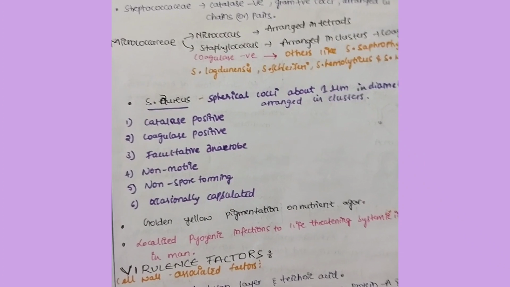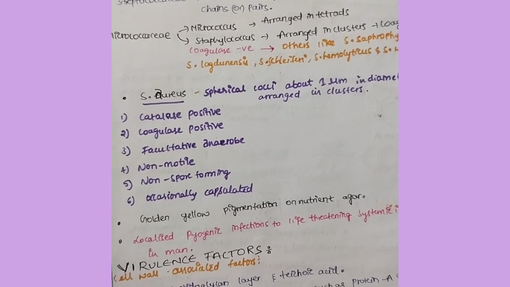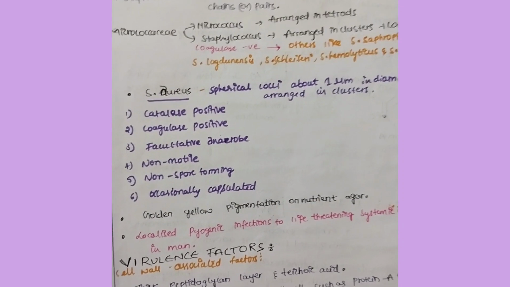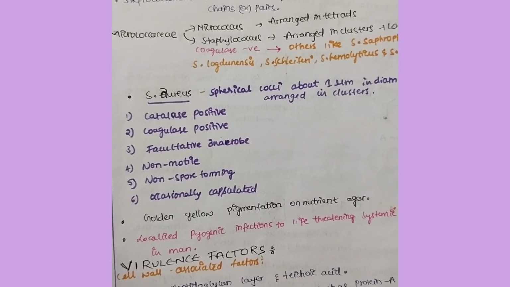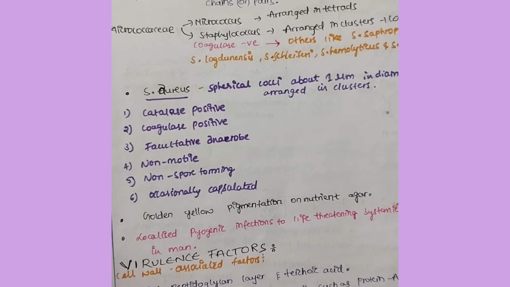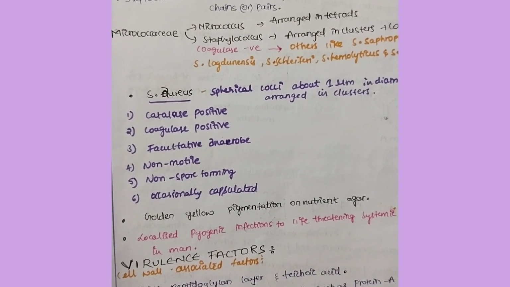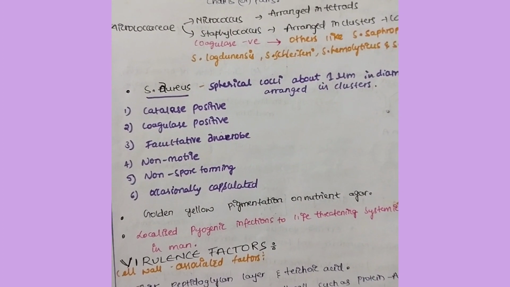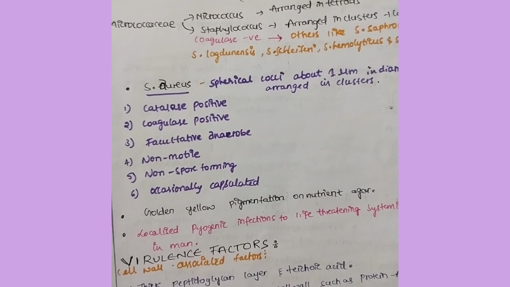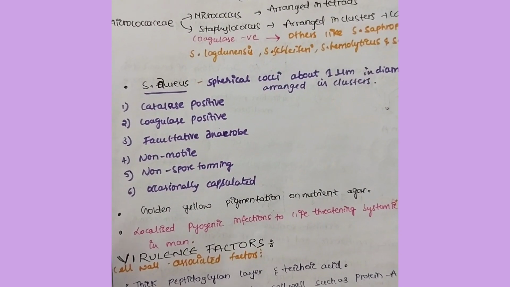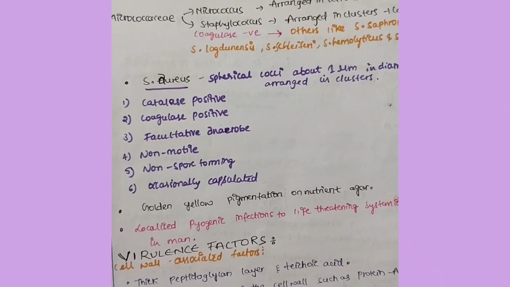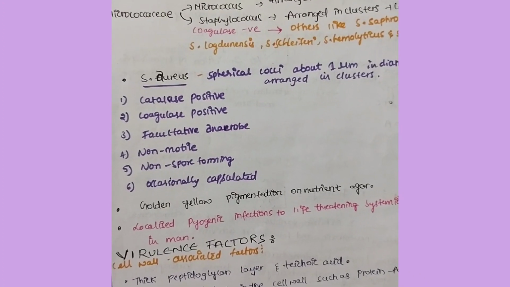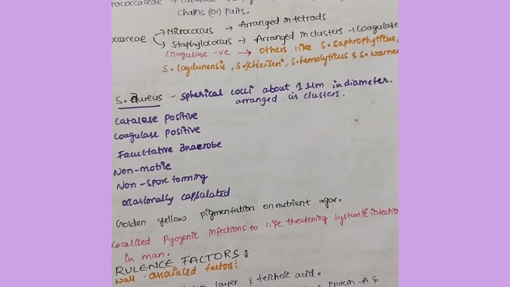This can be demonstrated by the tube coagulase test. These are facultative anaerobes, which means they are actually aerobes, but they can live in an anaerobic environment also. They are non-motile, non-spore forming, and sometimes there is a microcapsule around them. They show golden yellow pigmentation on nutrient agar, and beta hemolysis on blood agar. They cause localized pyogenic infections and life-threatening systemic infections in man.